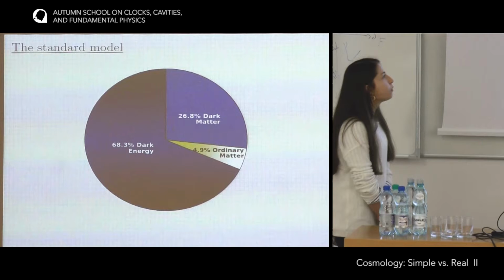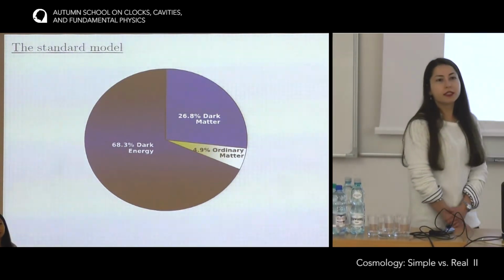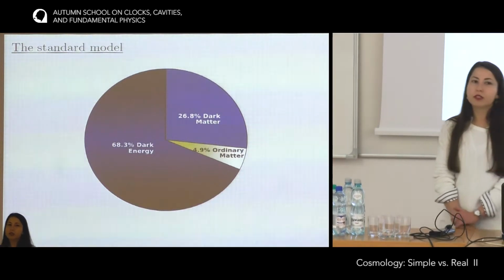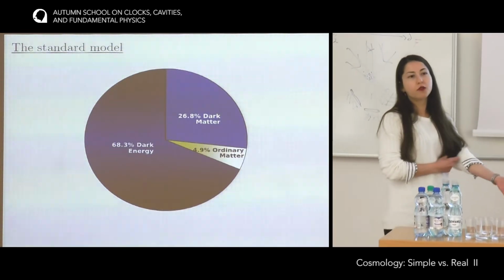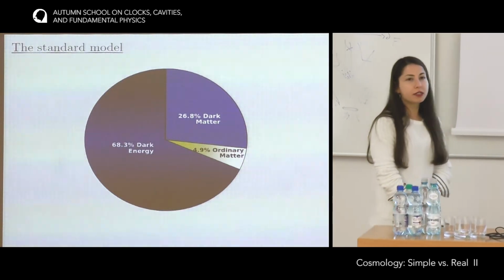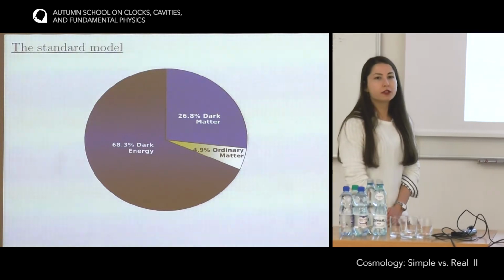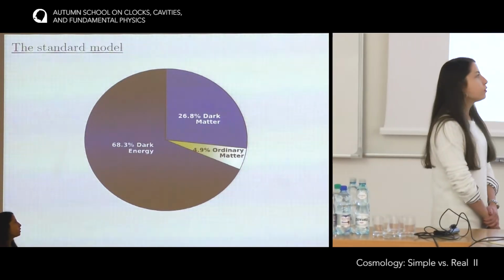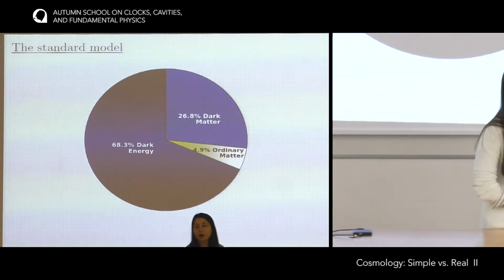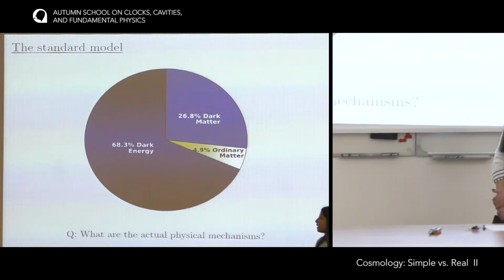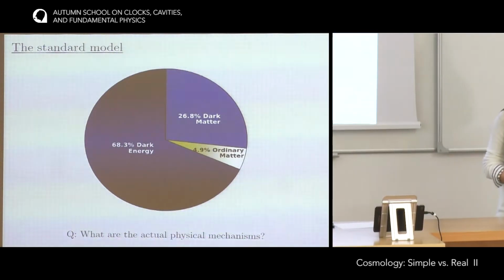So here's our standard model. We talked about it a bit yesterday. We said that 95% of the energy budget we have today is unknown. So about 27% is in the form of dark matter, which has not been detected until today. And about 69% is in the form of dark energy. And we're only left with 5% for the ordinary baryonic matter that we know of. And the actual physical mechanisms behind this dark sector are unknown.